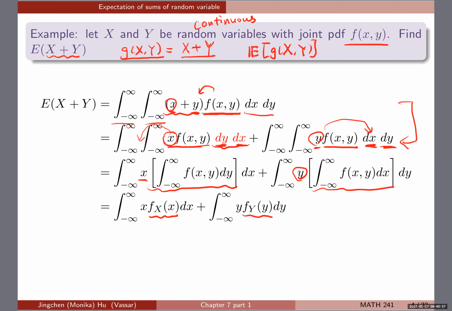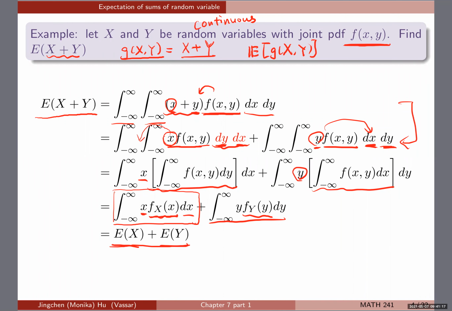And then lastly, if we look at this term, this is our old friend. We're doing the integral of x times fx dx, so that's the expectation of x. Similarly, the second term is the expectation of y. So this goes down to expectation of x plus expectation of y. This example is actually a very important result, and it's also the title of the section, expectation of sums of random variables. What this is saying is that if I know the joint PDF of x and y, the expectation of x plus y is the sum of the two expectations.